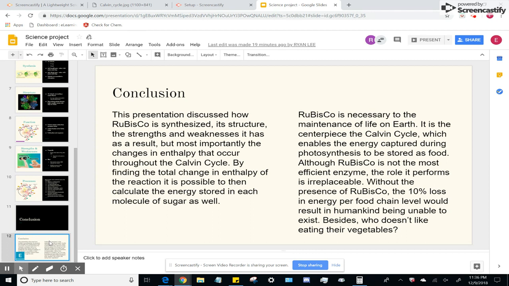To conclude, this presentation discussed how RuBisCo is synthesized, its structure, the strengths and weaknesses it has as a result, but most importantly, the changes in enthalpy that occur throughout the Calvin cycle. By finding the total change in enthalpy of the reaction, it is possible to then calculate the energy stored in each molecule of sugar as well.